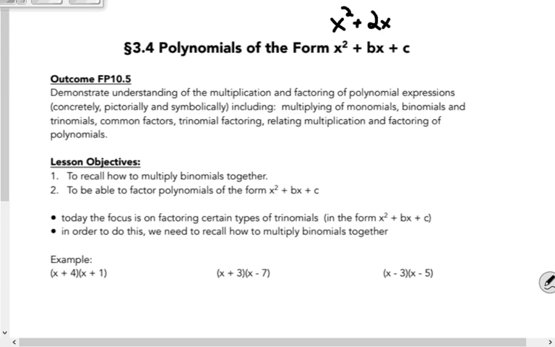Plus 2x plus 3. Something like that. Okay? There's nothing in front of the x squared. There's a number in front of the x. It can be positive or negative. And then there's a number behind the x value. Okay? They're not necessarily always going to be positive numbers. They can be negative as well. All right?